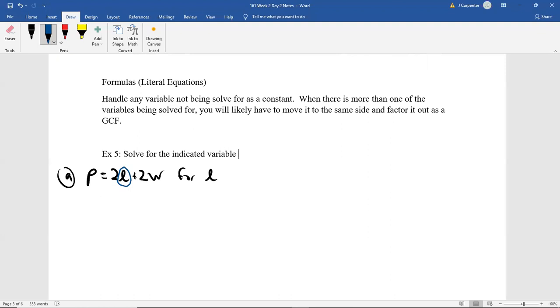Think about this in the same way you would if these were just numbers. If this was, say, 2L plus 25, you'd subtract 25 on both sides and then divide by 2. But you're not going to subtract by 25. You're going to subtract 2W on both sides.